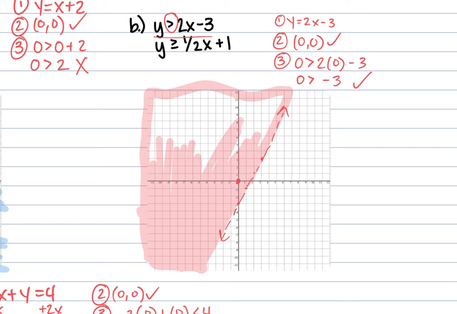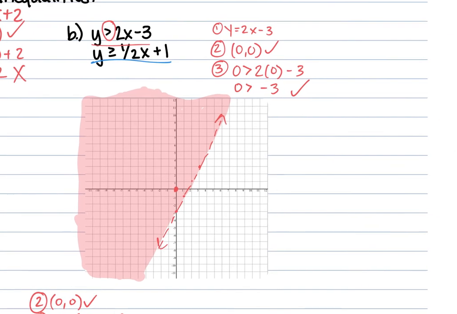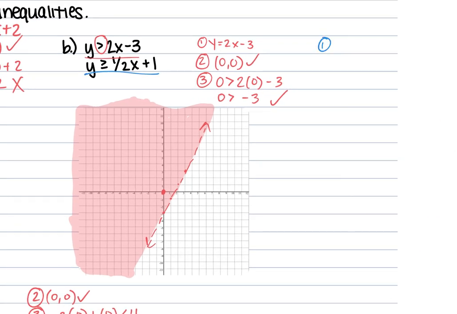Now the second part is figuring out what do we do with the second inequality, okay? So we're going to follow the same 3 steps and we're going to see where they overlap. So second part, let's do that one. I'm going to do it in blue, okay? Step number 1, rewrite it. Y equals 1 over 2x plus 1, okay?